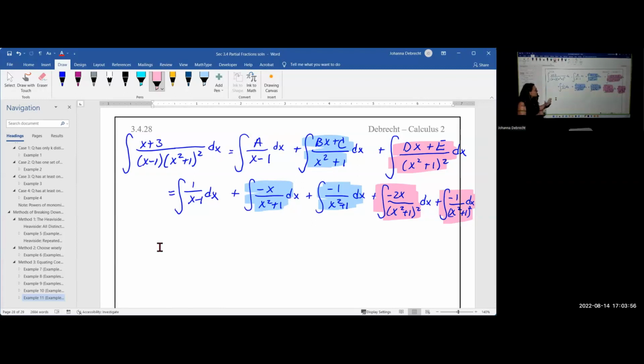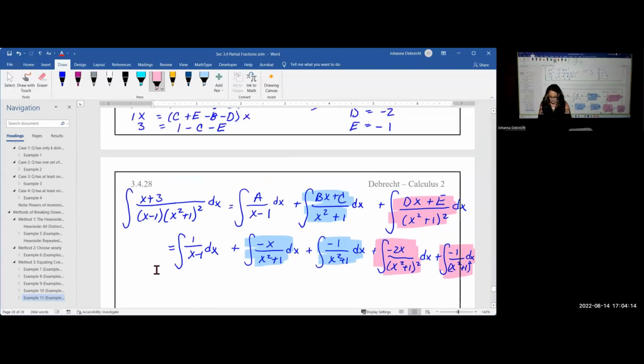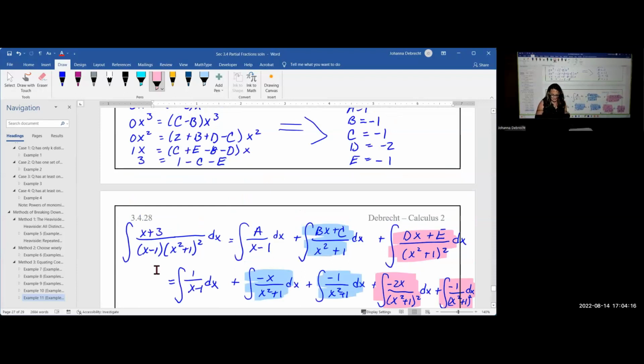So then we're going to break it down. We basically had our original rational expression and we decomposed it into these 3 simpler rational expressions. We're going to integrate each one separately. And then we're going to substitute in the values of a, b, c, and d. So you can see up here, a is the value of 1. So this just gives me 1 over x minus 1 dx. And then b was negative 1 and c was also negative 1.